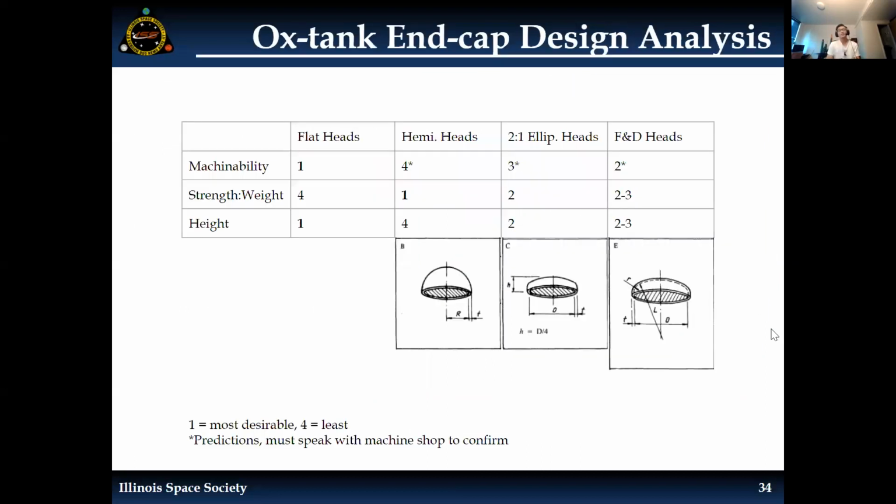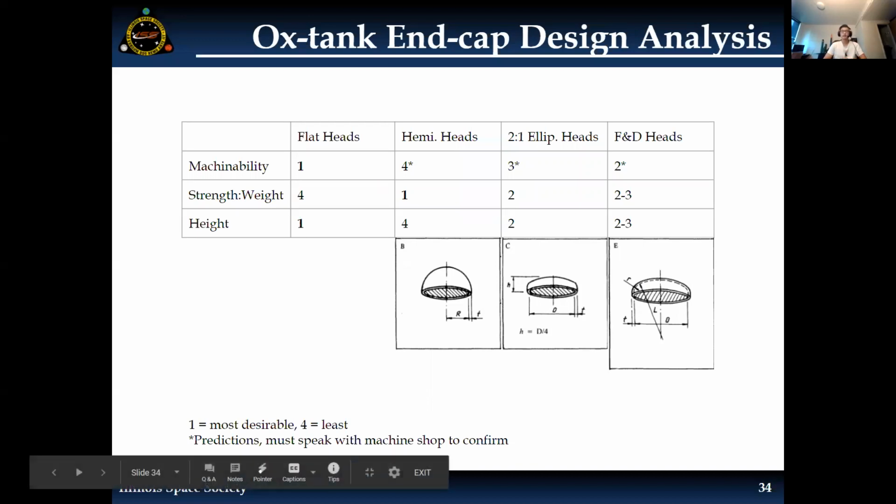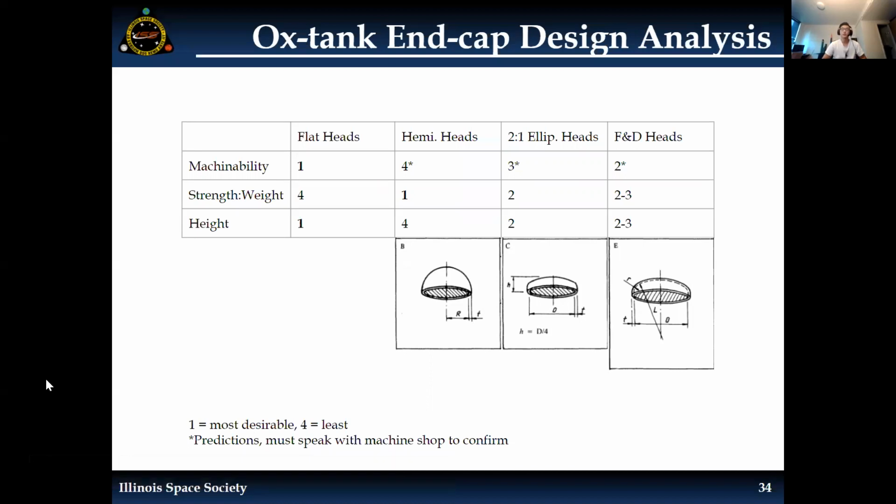Okay. So the four main ones that we are considering are flat heads, hemispherical heads, elliptical heads, and flanged and dished heads. This is just a summary of all of the pros and cons of each type of head. I've put these in a table where 1 is if it has the most desirable trait in that category, and 4 if it has the least desirable trait in that category.